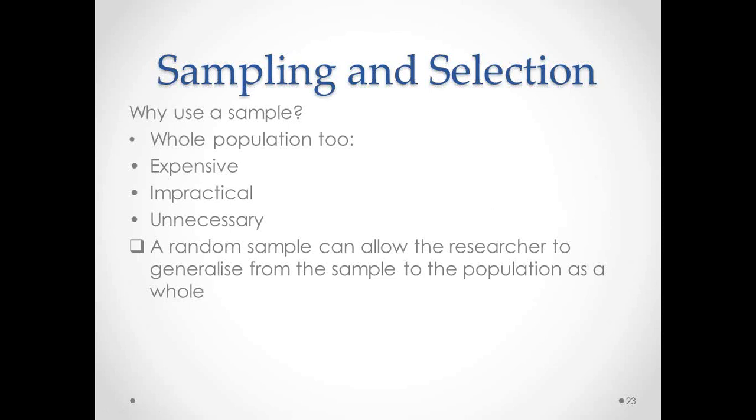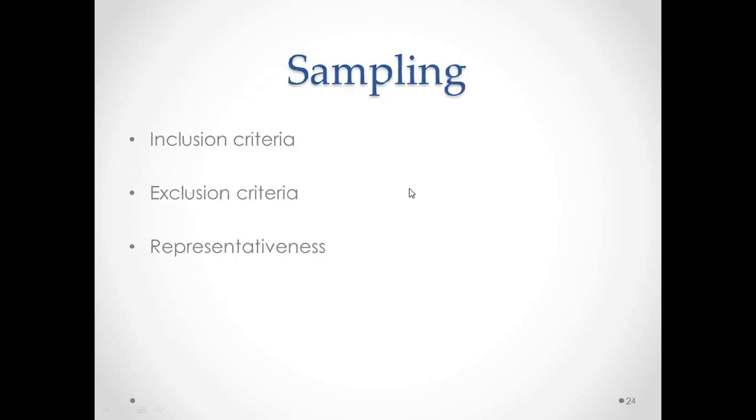Are you going to randomly select people as they come through the door? Are you going to purposively pick people because of what they know? So you're going to use purposive sampling, theoretical sampling, convenient sampling. All sorts of different sampling techniques can be undertaken.